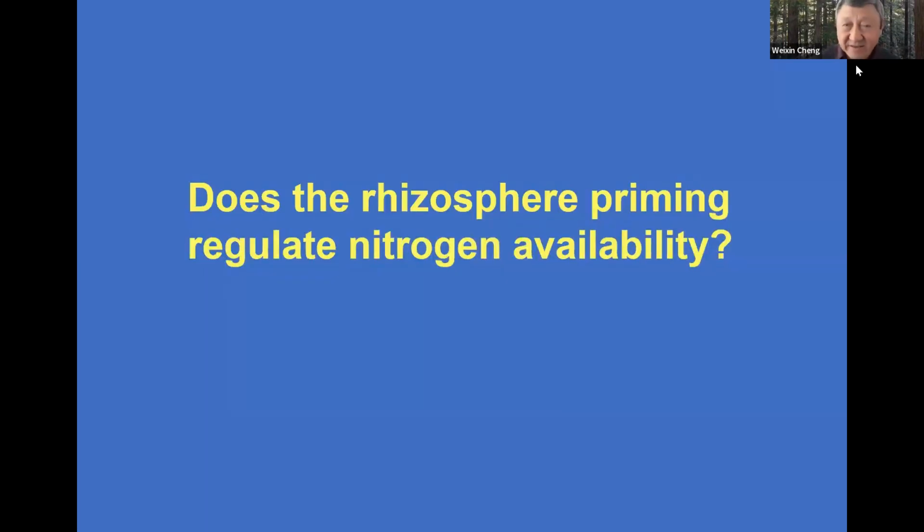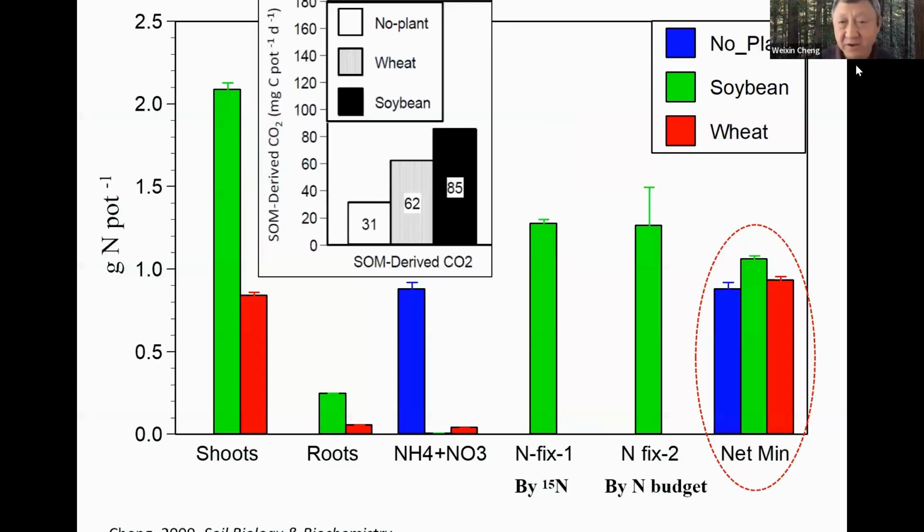All right, so that's a general introduction about rhizosphere priming. Let's get to our main topic. What does the rhizosphere priming do to nitrogen availability? All right, so this is one of my own studies. It's a greenhouse experiment, a pot experiment, many years back when I was at Louisiana State.